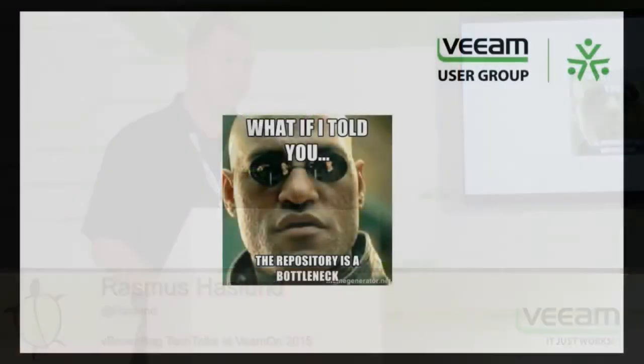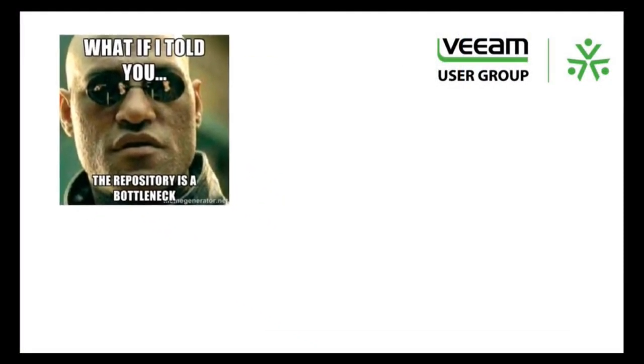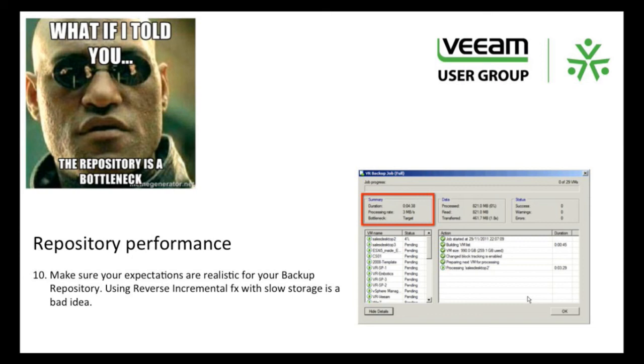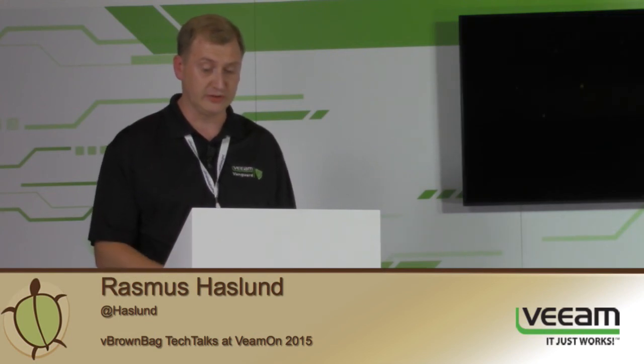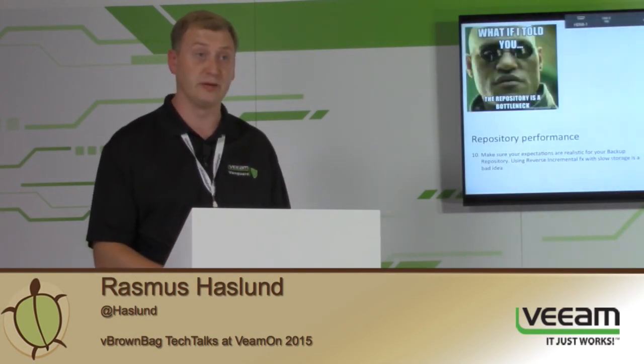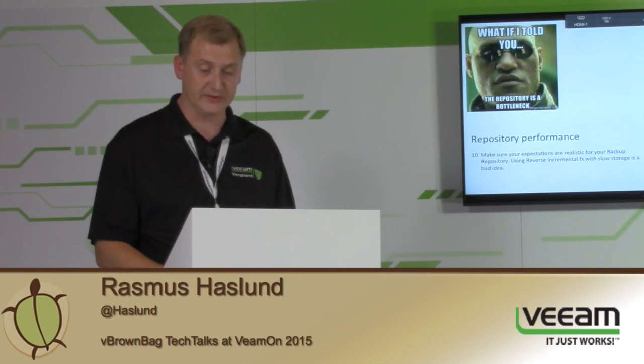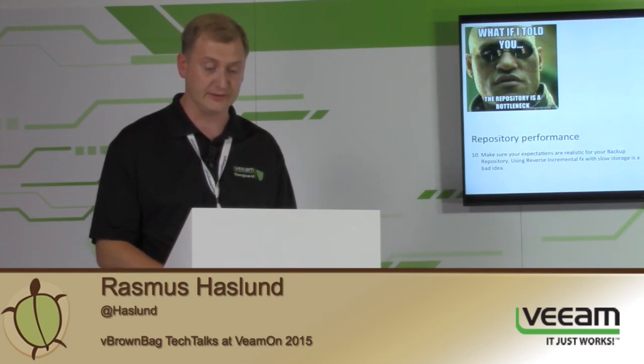The last item I have on my bucket list here is bottlenecks on the repository. For a lot of customers, they have really fast production storage, really good proxies, lots of CPU, and then they choose to use some 2-disk NAS. And then they can't understand why the target is the bottleneck in this whole process. For this customer, we can see that the processing rate was 3 megabytes per second, and quite obviously the bottleneck was the target in this instance.